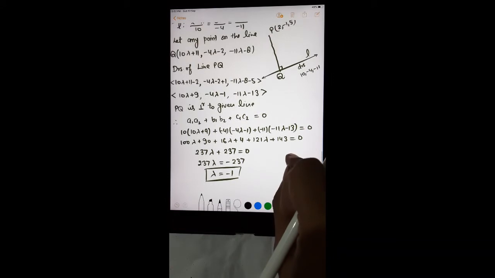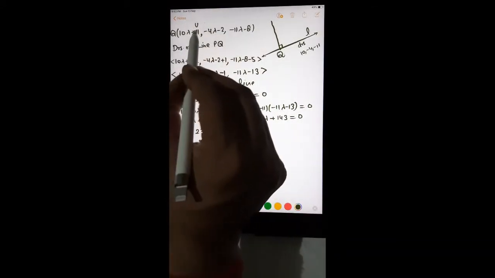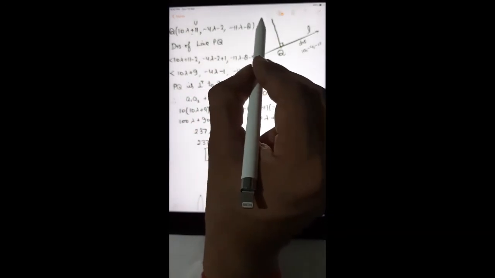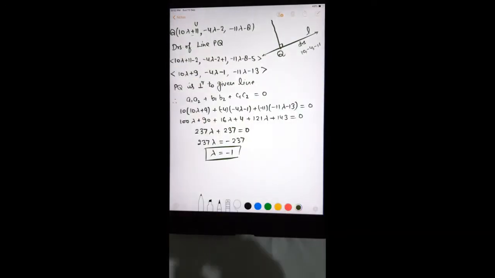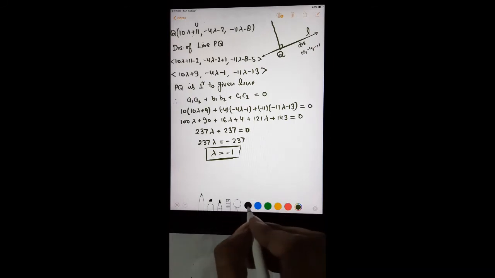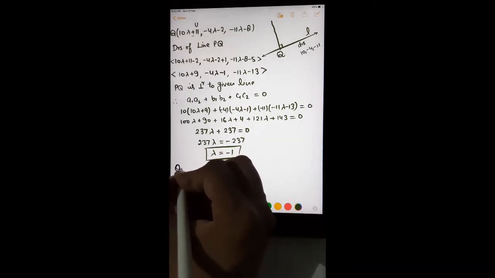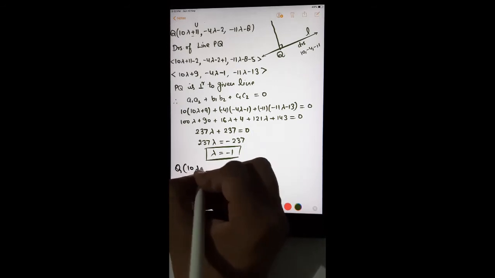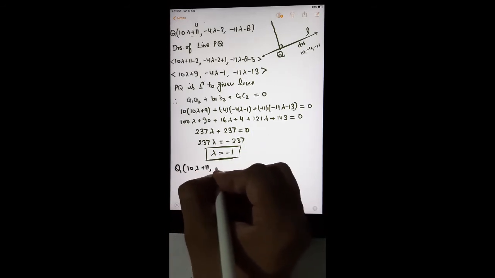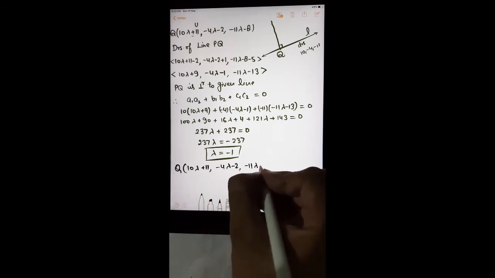So we have taken the coordinates of point Q as 10 lambda plus 11, minus 4 lambda minus 2, minus 11 lambda minus 8. So putting the value of lambda here, we will get the coordinates of Q, which is the foot of the perpendicular. So putting lambda in this point Q, the Q was 10 lambda plus 11, minus 4 lambda minus 2 and minus 11 lambda minus 8.